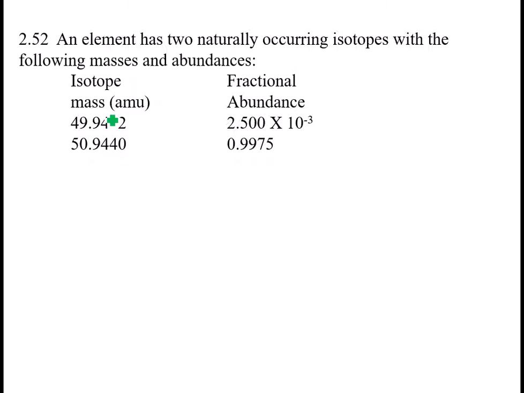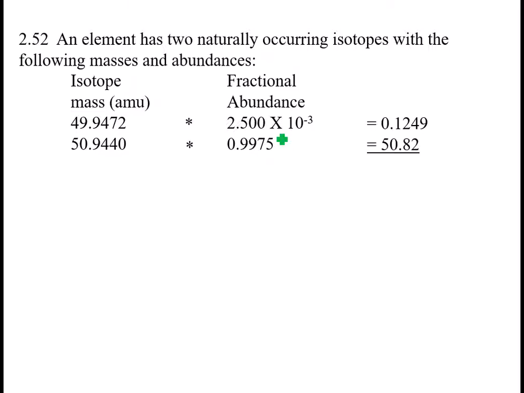Now, just looking at these fractional abundances, I can see that most of this mass comes from basically the isotope of 51, okay, and a very small portion from the isotope of 50. But the way that I calculate what the actual atomic mass is, I multiply the 49.9472 times the 2.5 times 10 to the minus third, and I get 0.1249. I do the same thing for the 50.944. I multiply times the 0.9975, and I get 50.82.